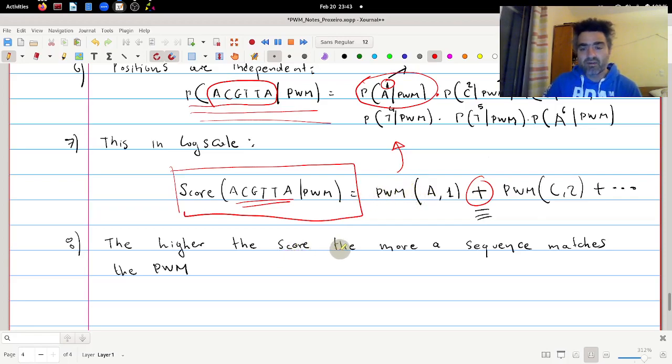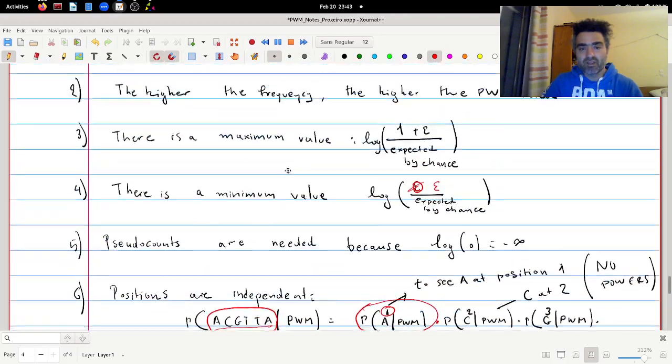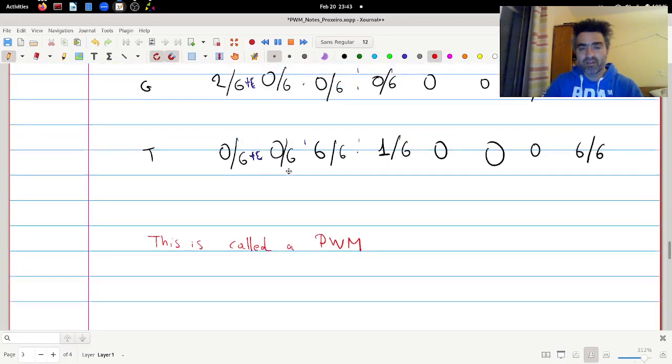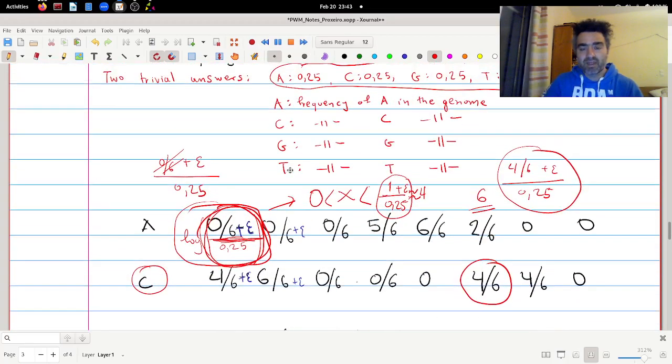So the higher the score we obtain here, the more a sequence matches to the position weight matrix, or the higher is the probability to observe a given DNA sequence for this position weight matrix. So I have described here the algorithm for how to generate position weight matrices. I have explained what they are.